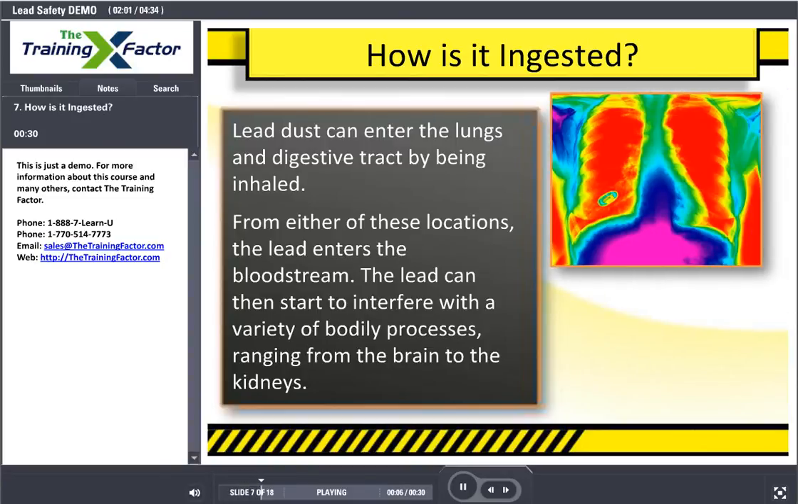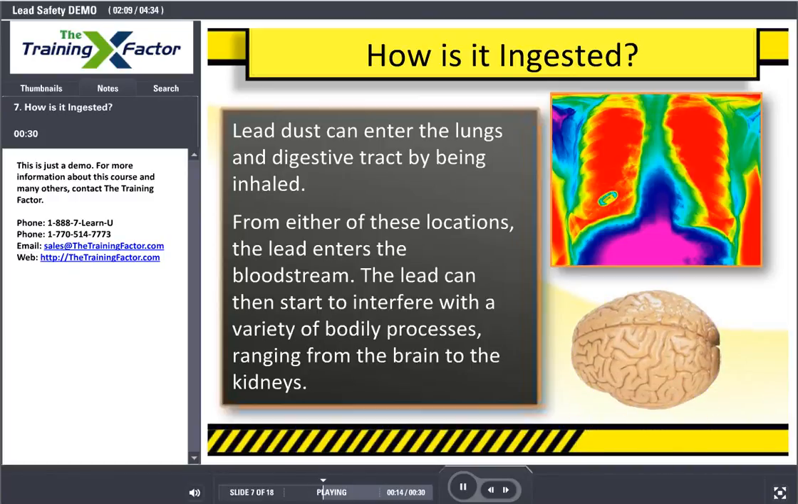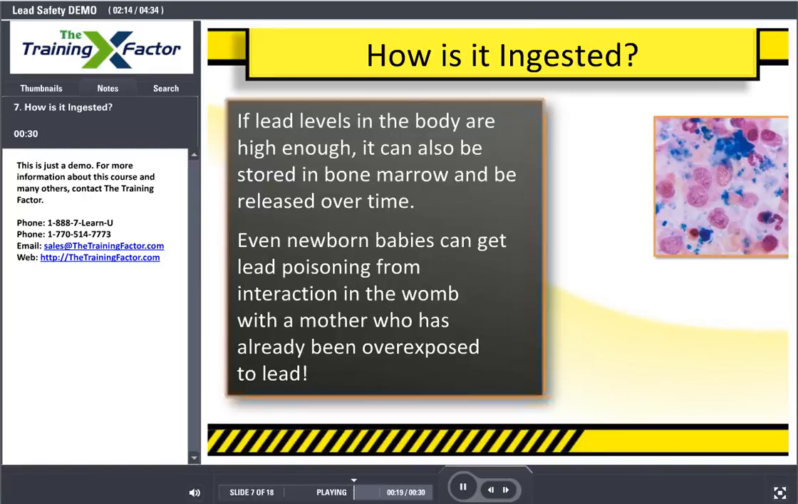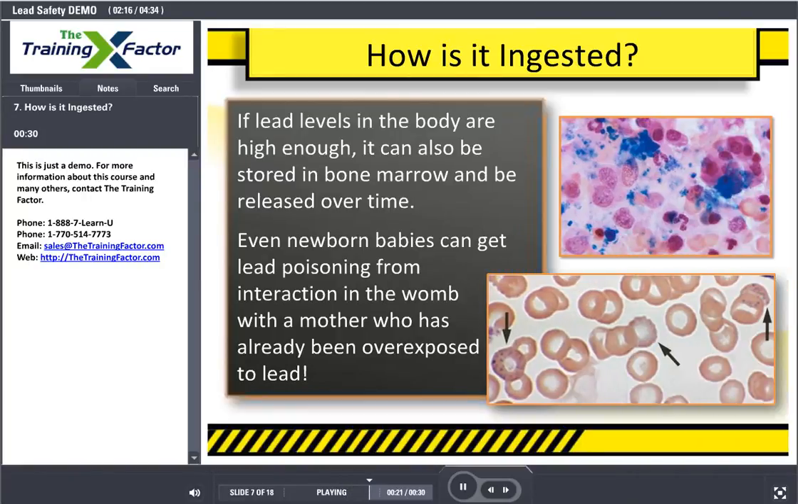From either of these locations, the lead enters the bloodstream. The lead can then start to interfere with a variety of bodily processes, ranging from the brain to the kidneys. If lead levels in the body are high enough, it can also be stored in bone marrow and released over time. Even newborn babies can get lead poisoning from interaction in the womb with a mother who has already been overexposed to lead.